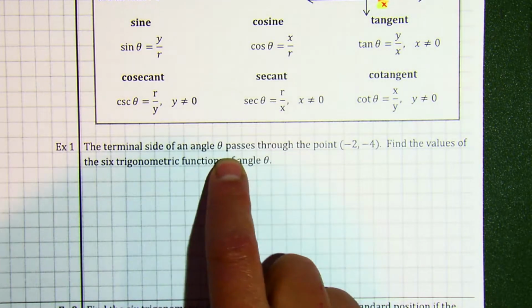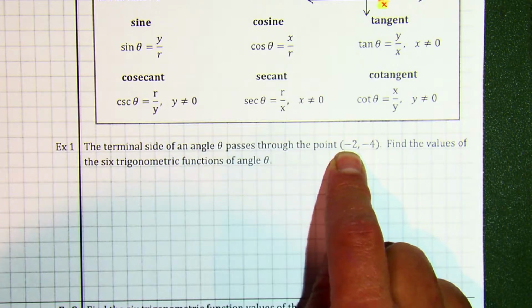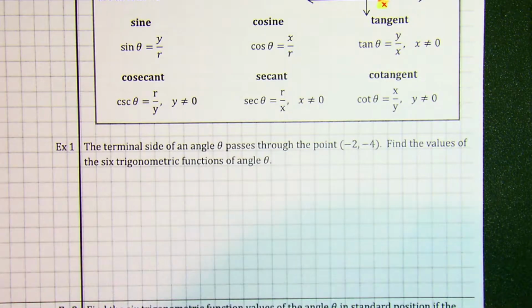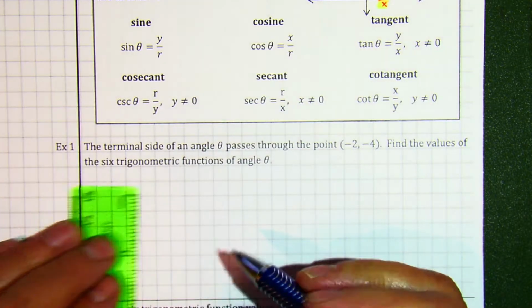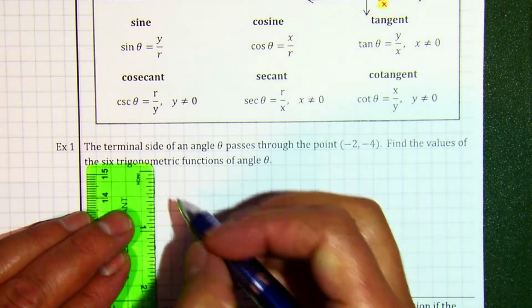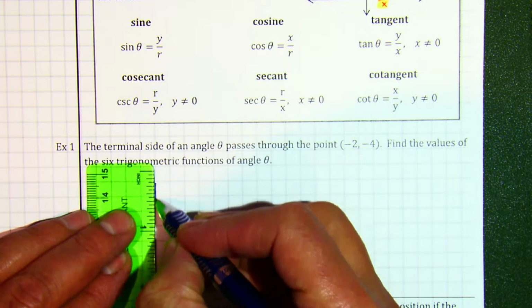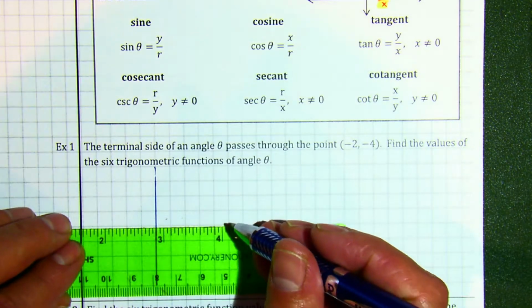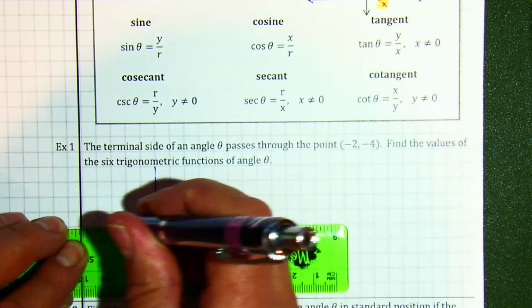The terminal side of angle theta passes through the point -2, -4. Find the values of the 6 trig functions of angle theta. Now, one of the things that you want to make sure that you do is that you always make sure that you are sketching your angles. So make sure that you always make an x and y axis. Now, people that get it wrong on the test are students that decided not to draw your x and y axis. And most of the time you either label it incorrectly or you get the sign wrong.